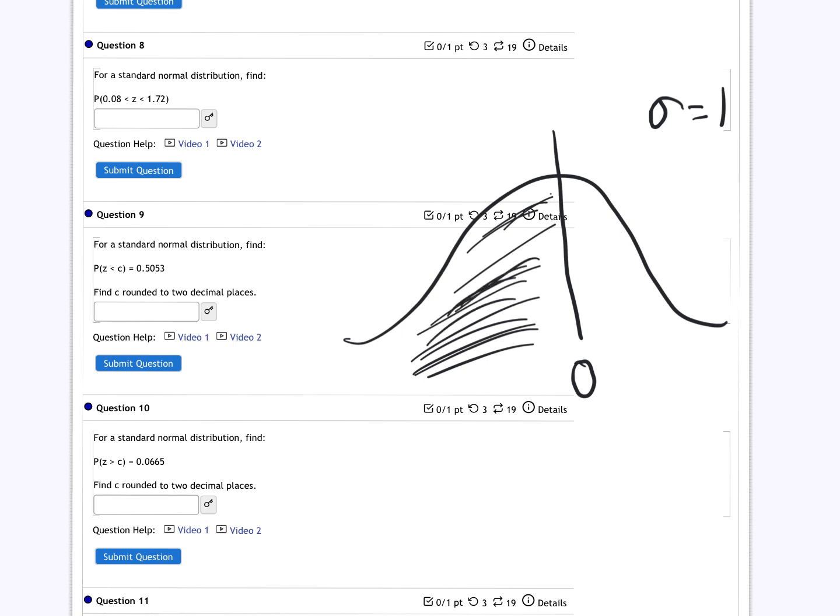0.50. So the fact that it's just barely over 50%, C is going to be somewhere right here. So it should be a pretty small number, like close to 0. Find C rounded to 2 decimal places.